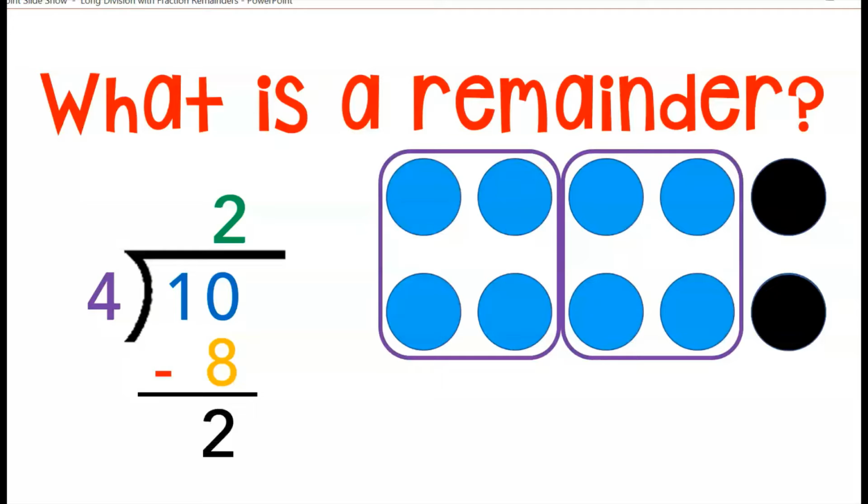So now how do we write our answer? Well, we know that we made 2 whole groups of 4. Those are the 2 purple rectangles. And we had 2 pieces left over, but we really needed 4 pieces to make another group. So the answer is 2 whole numbers and 2 pieces left when I needed 4 to make another group.